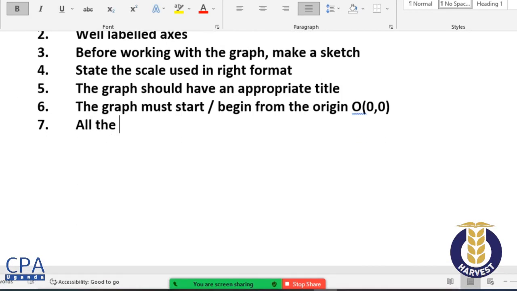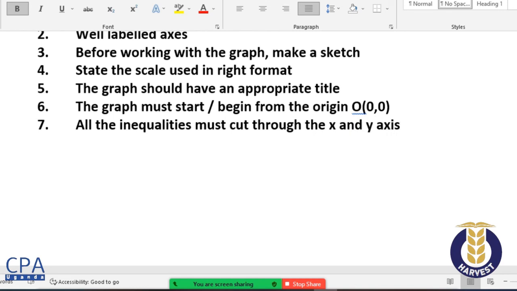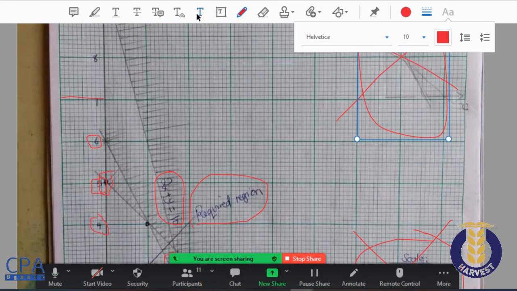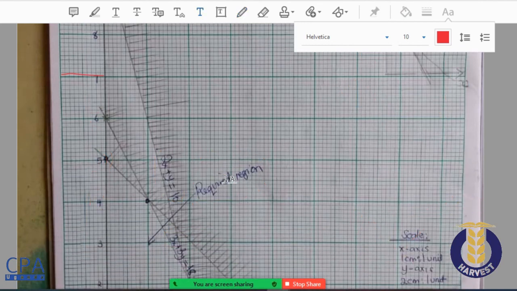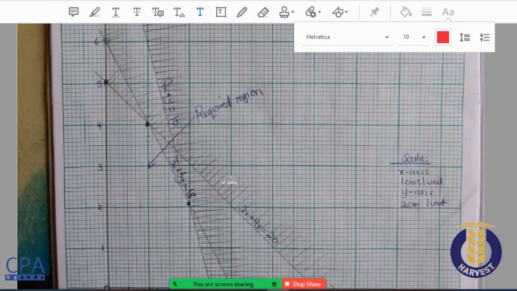All the inequalities must cut through the x and y axis. Now, because these are inequalities, we must shade the required region. We must shade the required region.